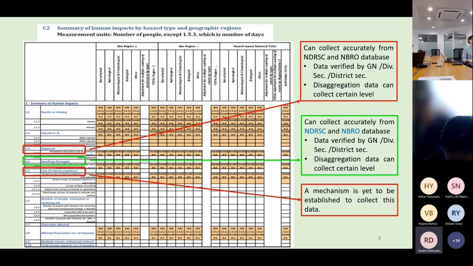The other one is number 1.5, jobs and occupation losses. Actually, a mechanism has yet to be established to collect this data. In future, we hope to make a mechanism to collect this data. Next slide, please.